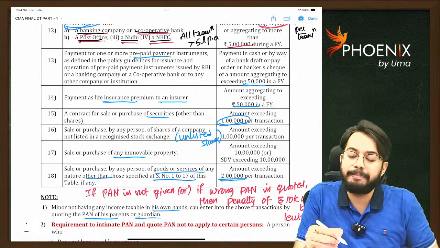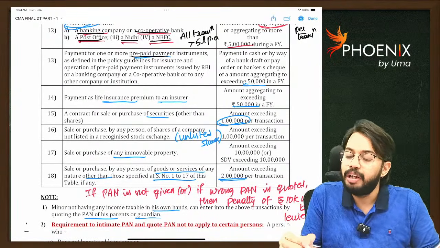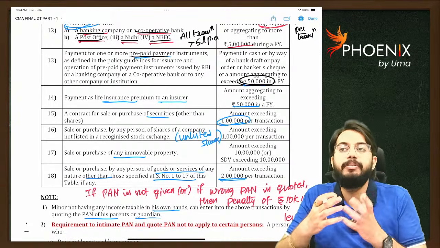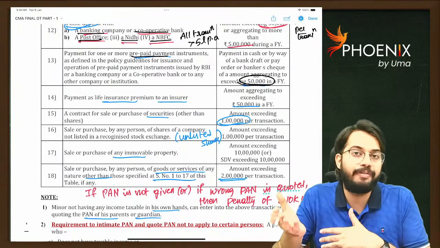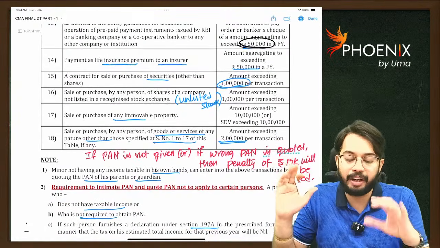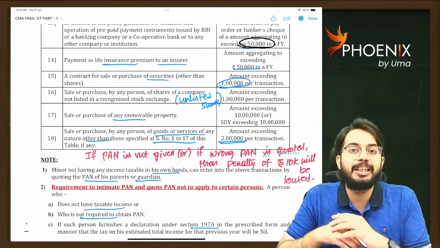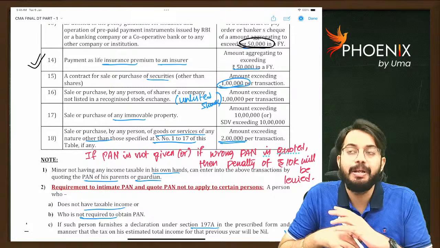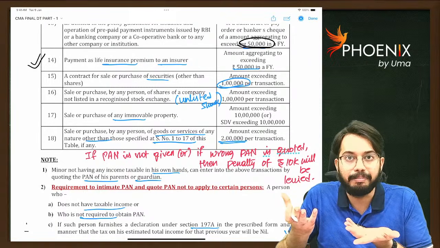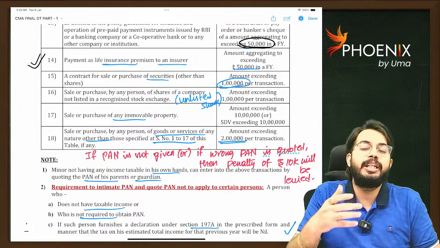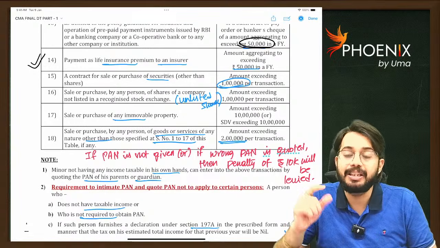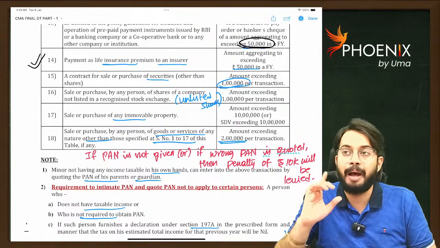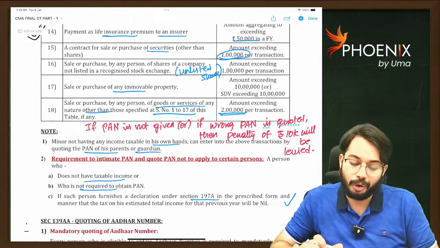Whenever you purchase prepaid instruments, if you deposit more than 50,000, then also you are mandatorily required to give your PAN number. Life insurance premium, this is a generic point. I also pay life insurance premium, and they asked me my PAN number. Whenever you pay life insurance premium of more than 50,000 rupees, they will definitely ask for PAN number. PAN is required to be quoted.